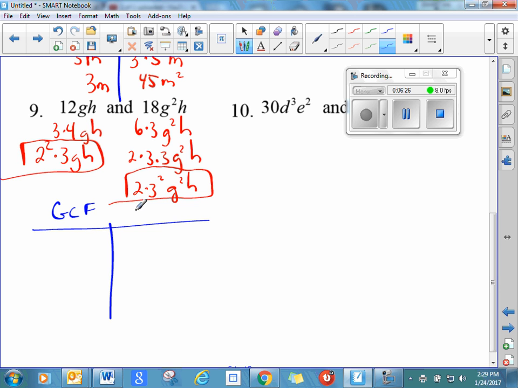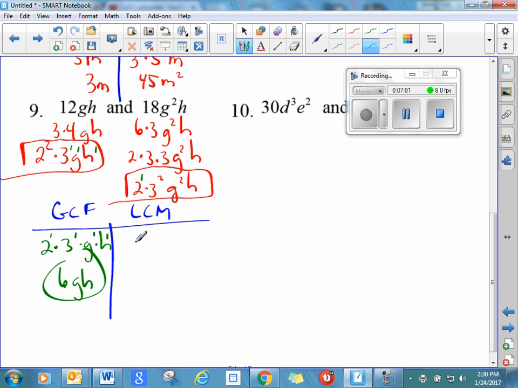GCF, LCM. GCF has to be in common. So I see a 2 in common, I see a 3 in common, a G in common, and an H in common. They have all the bases in common. The exponent that I need to write down is the smallest that I see. I see a 2 to the first here, so that's got to be the exponent on the 2. I see the 3 to the first here, that's got to be the exponent on the 3. And the G is also to the first power, and the H is as well. Clean it up, 6GH for the GCF.